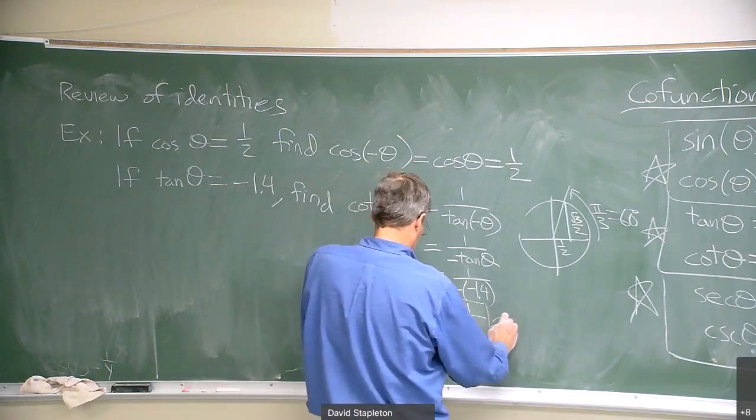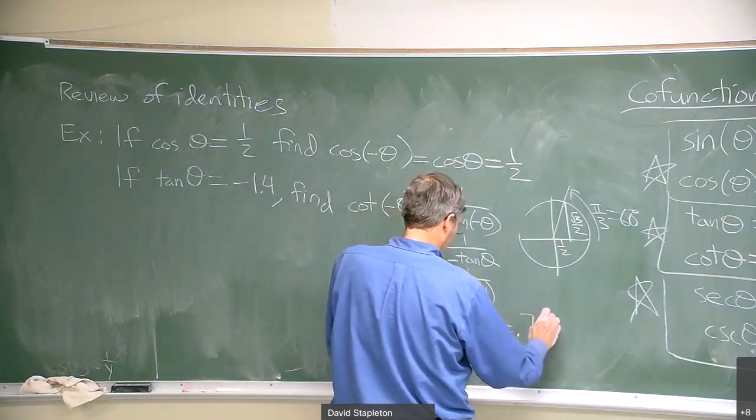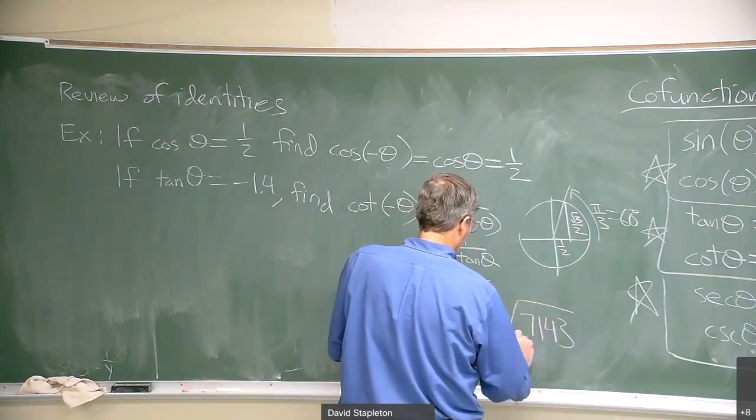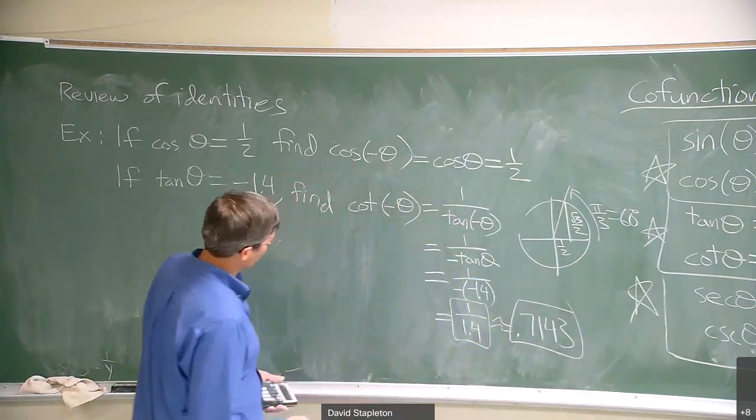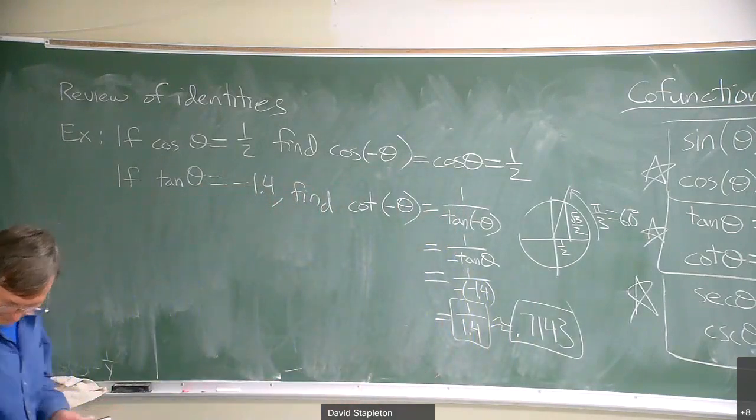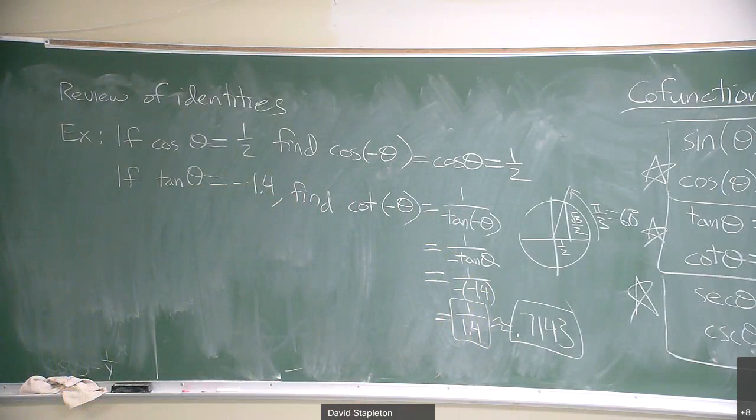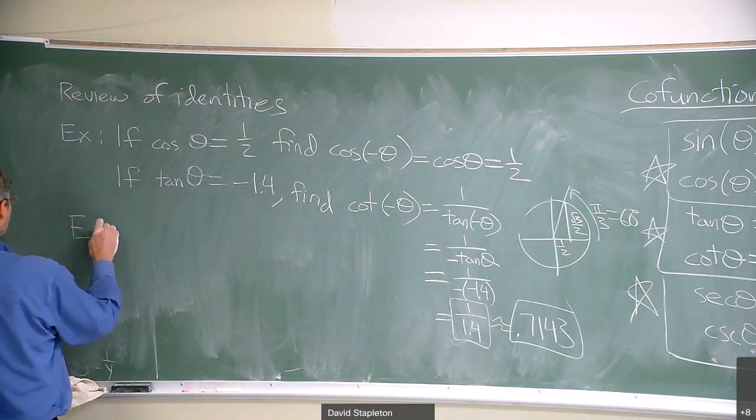As approximately 0.7143. That is approximately what the cotangent would be then. Now we can also do some proofs with these identities. We haven't tried that yet.